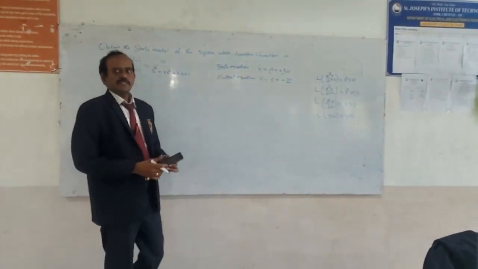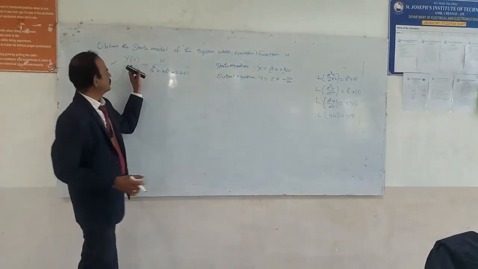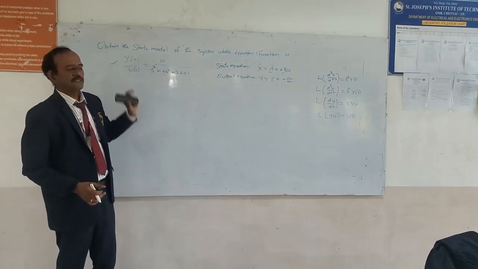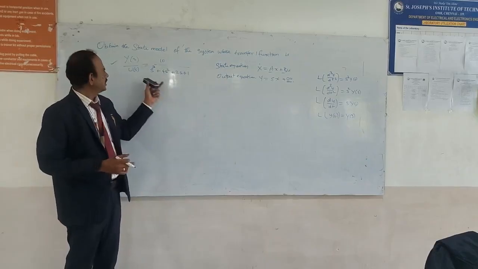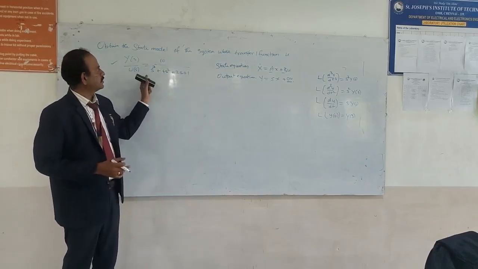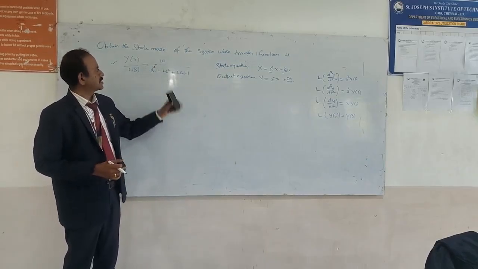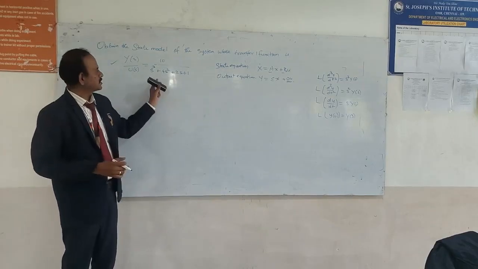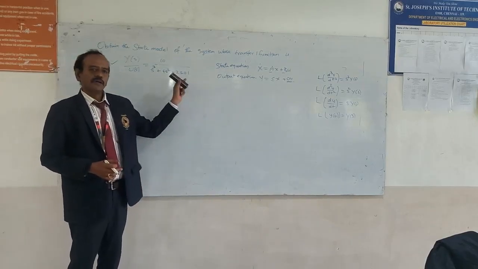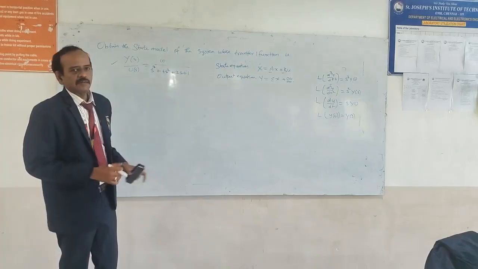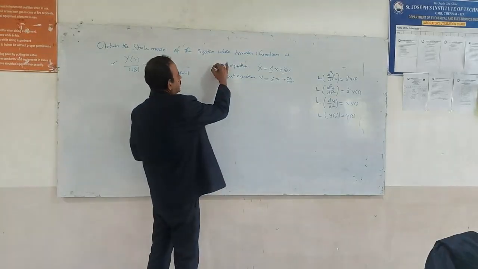Very good morning, students. Today I am going to see how to convert a transfer function to a state model. Here we have the transfer function 10 divided by s cube plus 4s square plus 2s plus 1. This I am going to convert into a state model. So what is the state model? A state model has two equations.